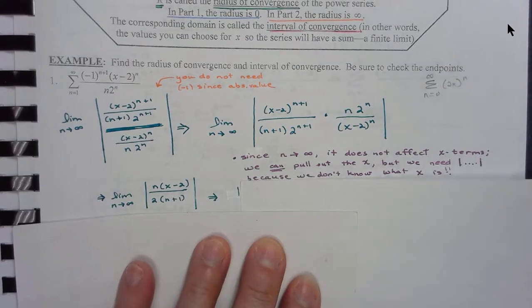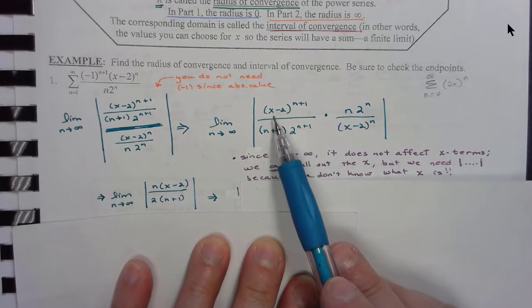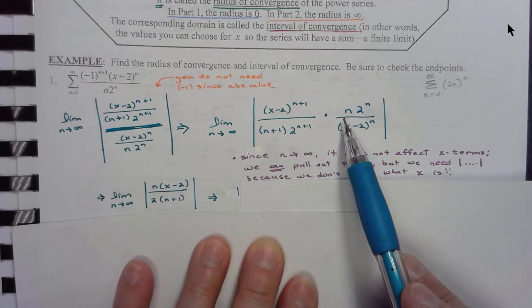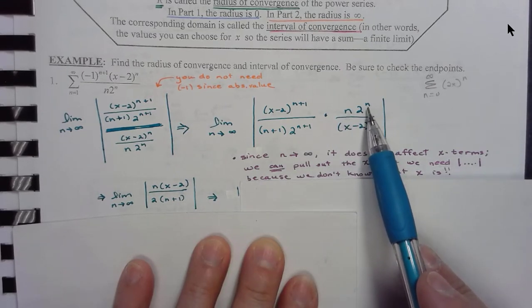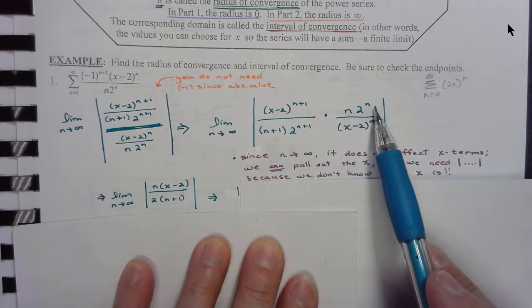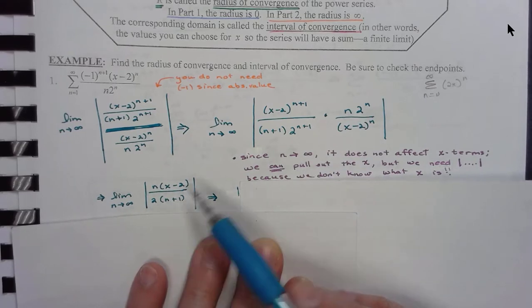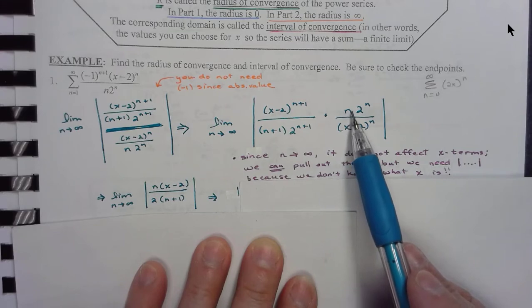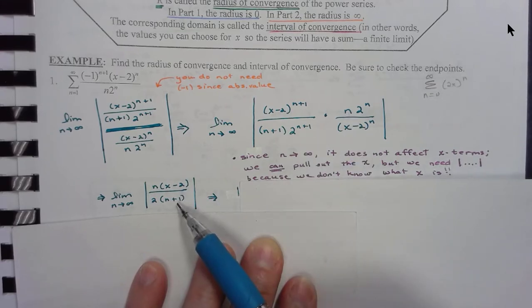So what we can see is x minus 2 to the n plus 1 over x minus 2 to the n is going to leave me with one factor of x minus 2. 2 to the n plus 1 is going to cancel with 2 to the n, leaving a factor of 2. Okay, so I have x minus 2 on top. n can't cancel with anything. I have n plus 1.